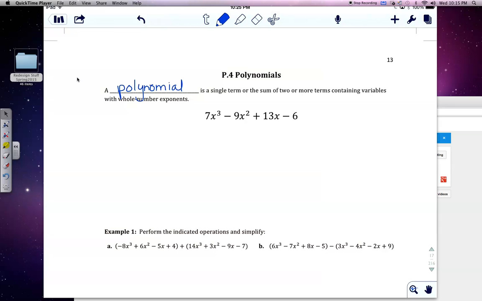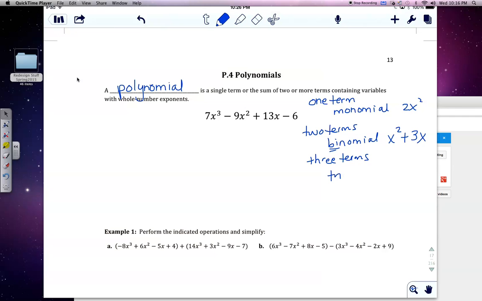And let me go ahead and give you some definitions for certain types of polynomials. If you have one term, it's called a monomial. If you have two terms, it's called a binomial, and that would be something like x squared plus 3x. If you have three terms, it's called a trinomial, and that would be something like x squared plus 7x minus 9. 1, 2, 3 terms.